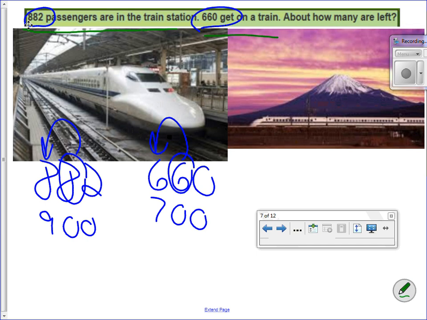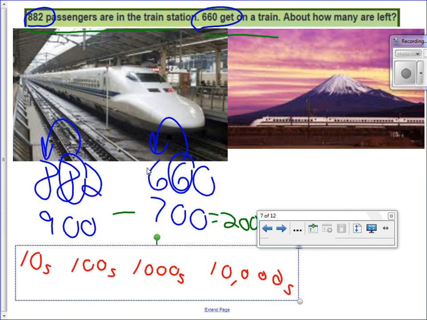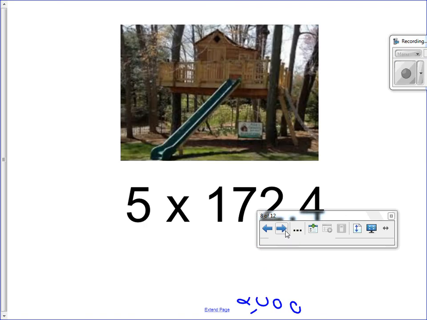700 get on a train. About how many are left at the train station? We're going to subtract these two, and we're going to get 200. So on my magnitude estimate bar, once again, we're in the hundreds. When you have your practice day, you are going to have some answers in the tens, some answers in the thousands, some in the 10,000s. So keep that in mind.